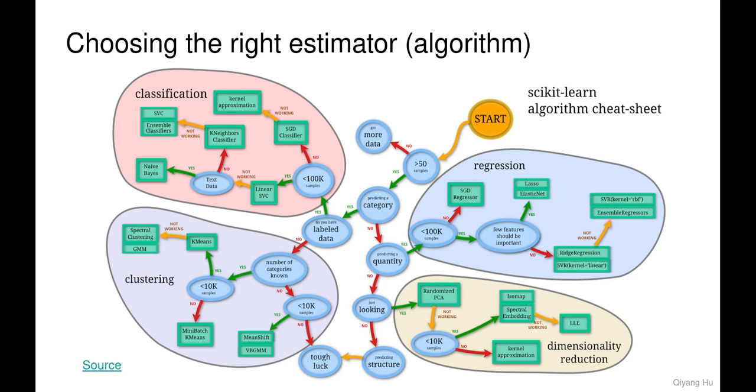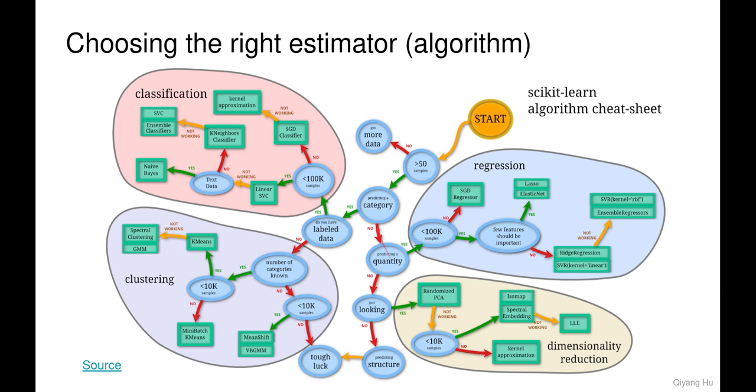The steps shown in this diagram still make a lot of practical sense, especially when we have just started our machine learning project. At the very start, we should check how many samples of data we have. If it is less than 50 samples, we probably need to collect more data. If it is more than that, then the next question is whether we want to predict a category or a quantity.